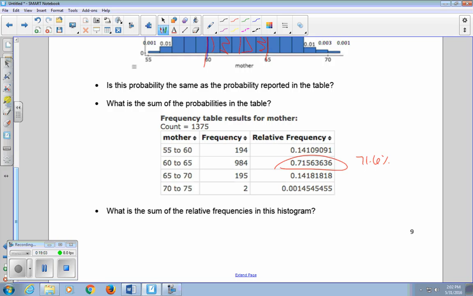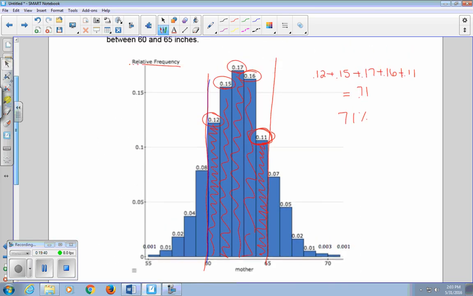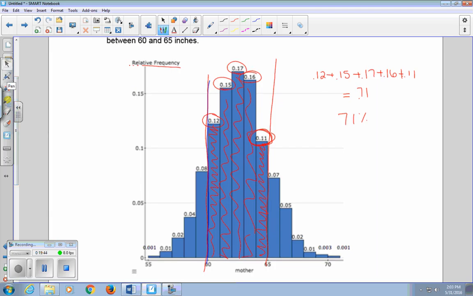What is the sum of the relative frequencies in the histogram? So if we add up all the frequencies in our histogram above, 0.001 plus 0.01 plus 0.02, you keep adding them all up. This comes out to be very close to 1. So the idea is that when we're looking at a relative frequency histogram, the area in the histogram totals 1.